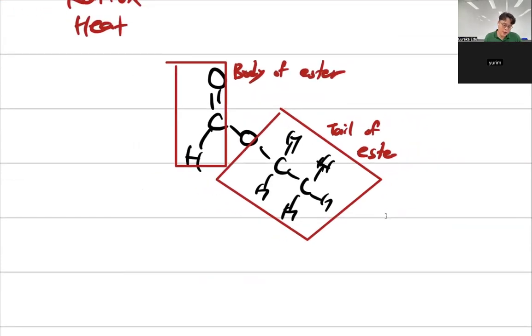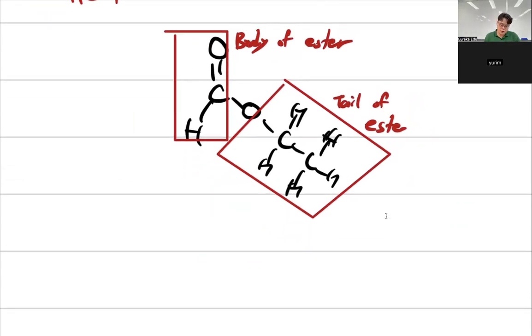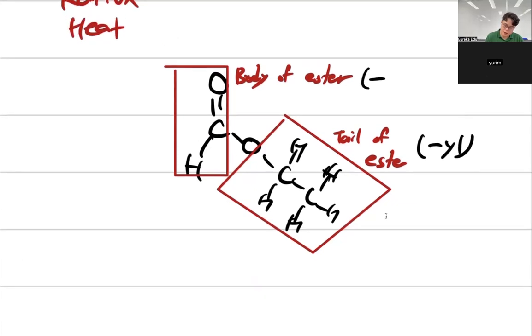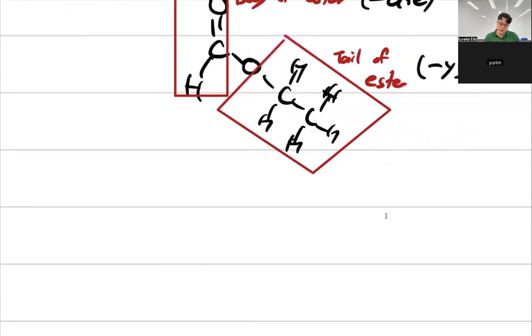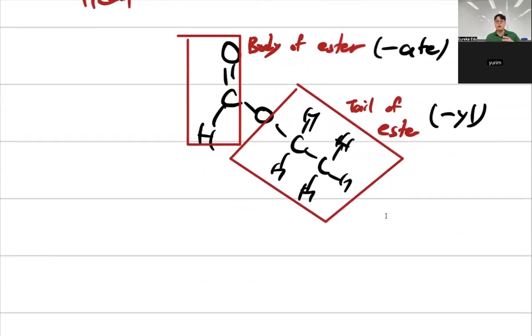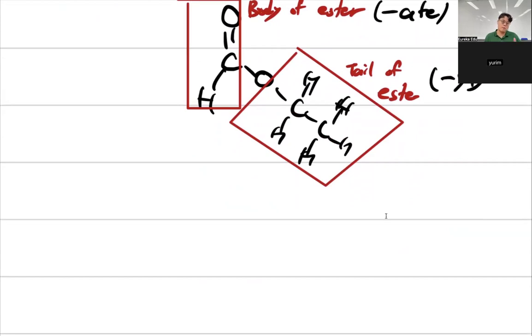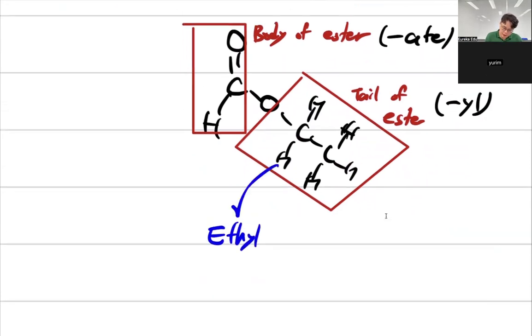Okay, so the way we can name this ester is that we have to follow the rules of nomenclature. Start from the tail, which has the suffix YL, and the body would have a suffix of ATE. So in terms of the nomenclature, if we have two carbons, it follows meth, eth, so it'll be ethyl. That's coming from the tail of the ester.